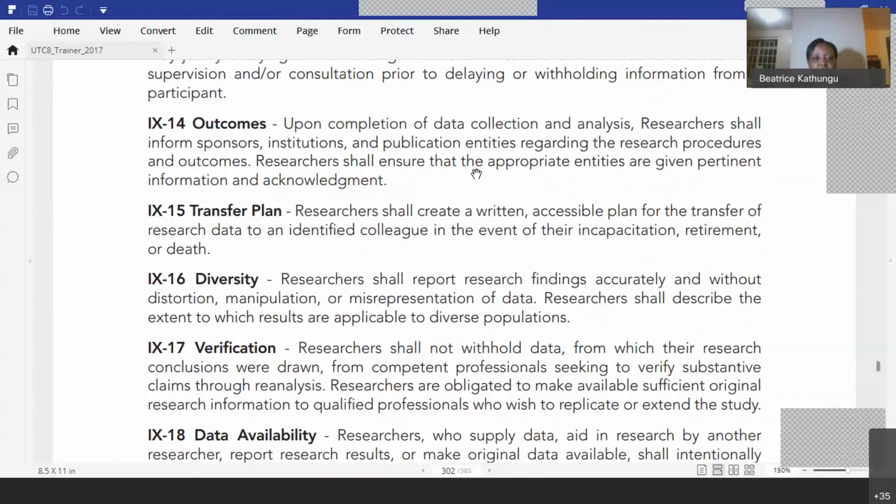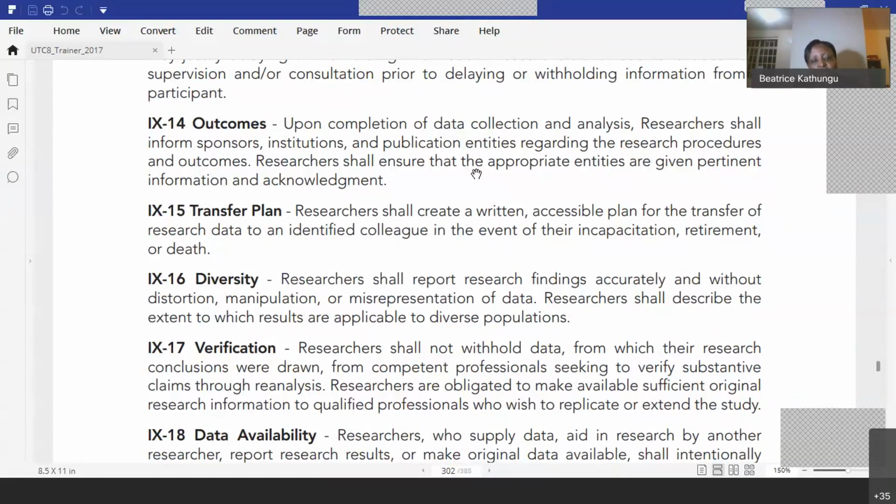Now, number 15 is about the transfer plan. We are being challenged that as researchers, we must create a written, accessible plan for the transfer of research data to an identified colleague in the event of being incapacitated, being retired, or death. Now, I know this is a hard thing because, sometimes I say, in Africa we are not fond of talking about death. We like to believe in the best.